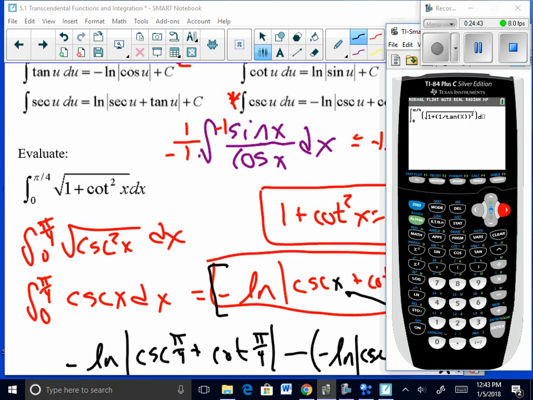And then I do need to make sure I'm in radians and not degrees, otherwise I will get the wrong answer, but I'm in radians, so I'm good. And then my calculator's thinking. Okay, so it finally told me error. It says tolerance not met. Who knows? Either way, we can't do it.